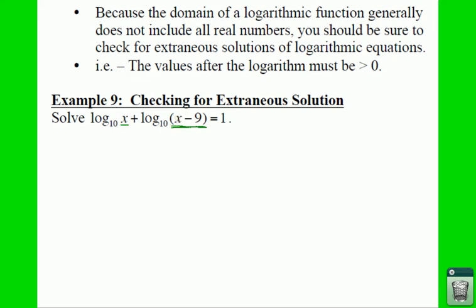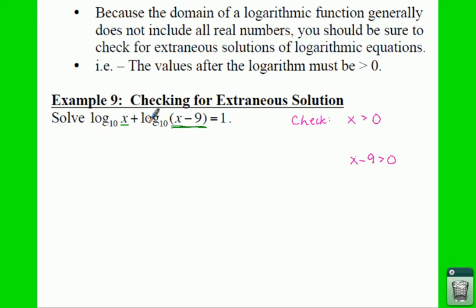So we know for example here, we're going to have to check at the end, and we're going to have to make sure that x is greater than 0. So whatever we solve and get for x, we're going to make sure that's greater than 0. And then we're also going to have to make sure that x minus 9 is greater than 0.